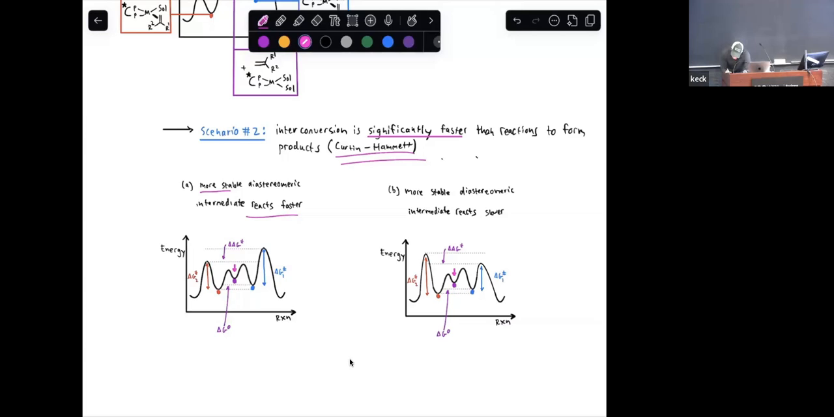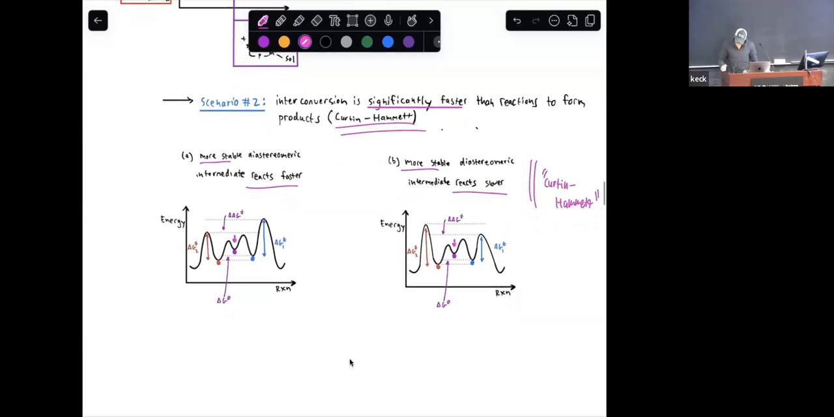And often people, because more stable reacts faster, more stable, okay, I have this right. More stable reacts slower. And so a lot of times in the literature, they'll only refer to this scenario as Curtin-Hammett, even though the whole regime is technically Curtin-Hammett. Okay, questions on that? Went through that quickly.